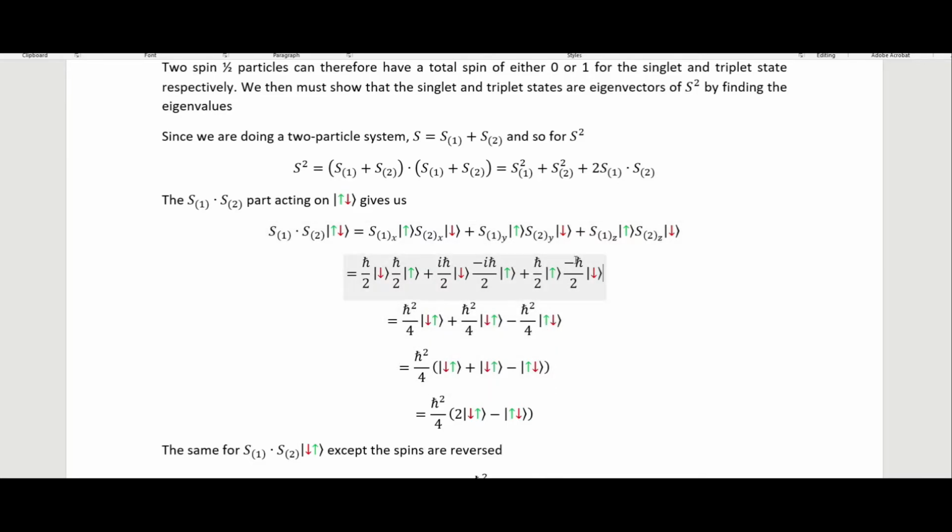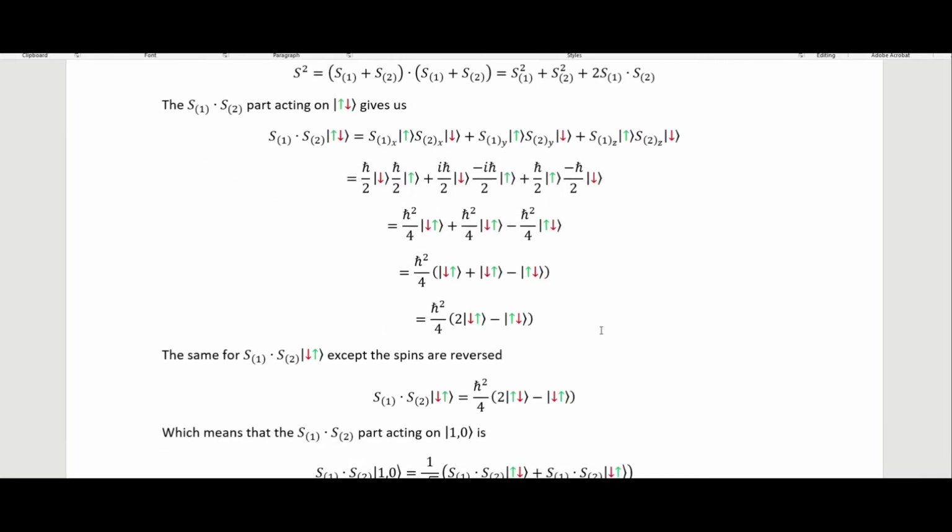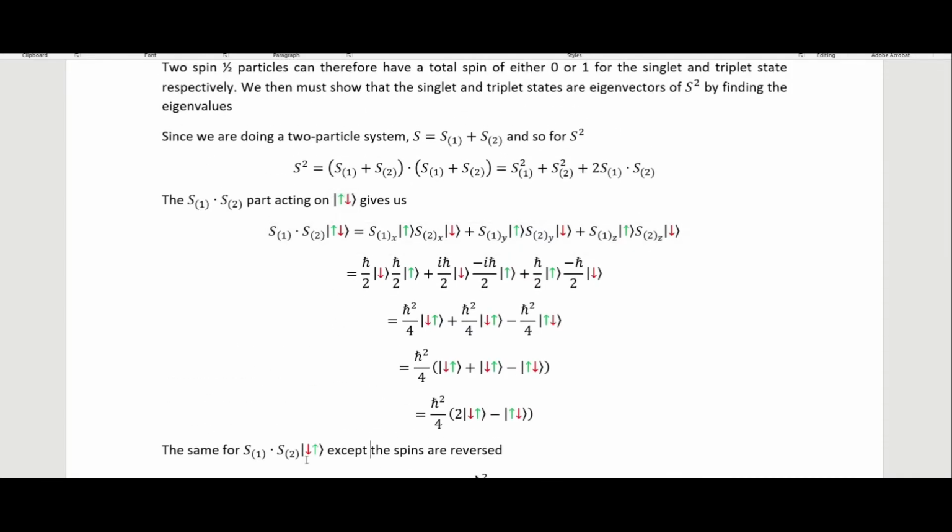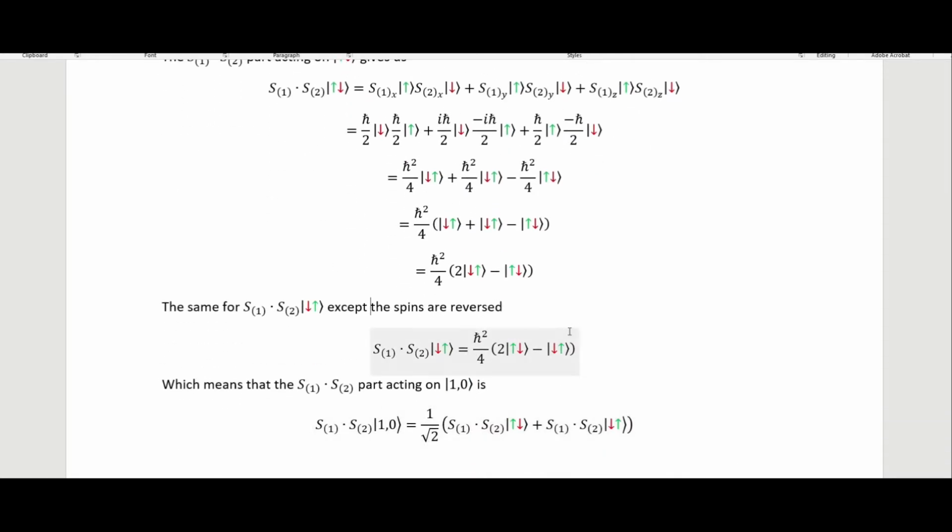So this h bar times minus h bar is minus, and we have h bar squared. We factor out the h bar squared over 4, and we end up with this. These two added together end up with 2. And then we can do the same. So this is for the up and down. We can do the same for the down and up, and we end up with this same thing here.